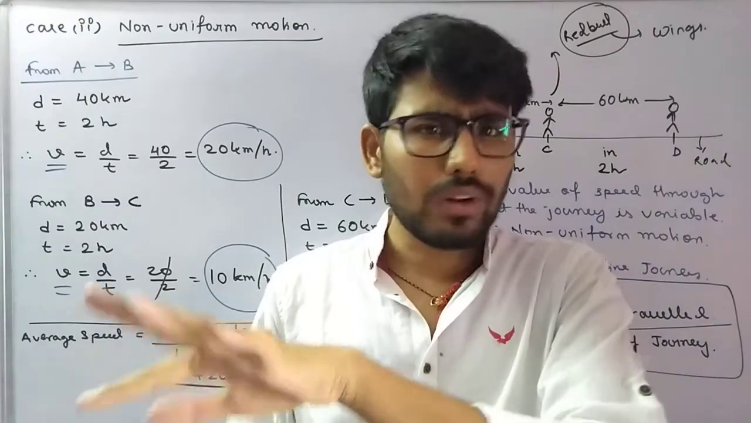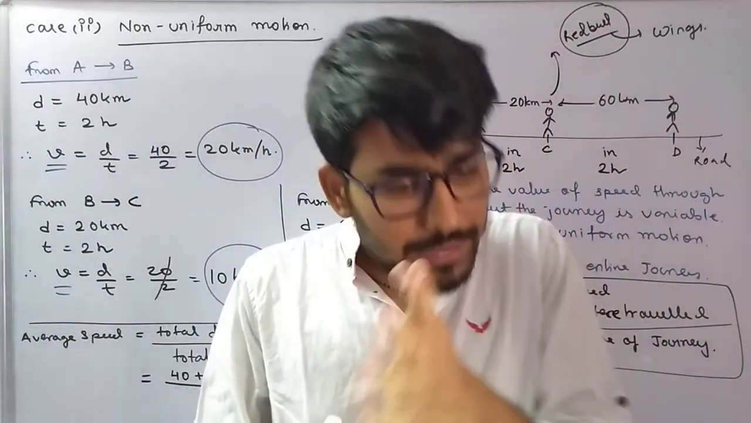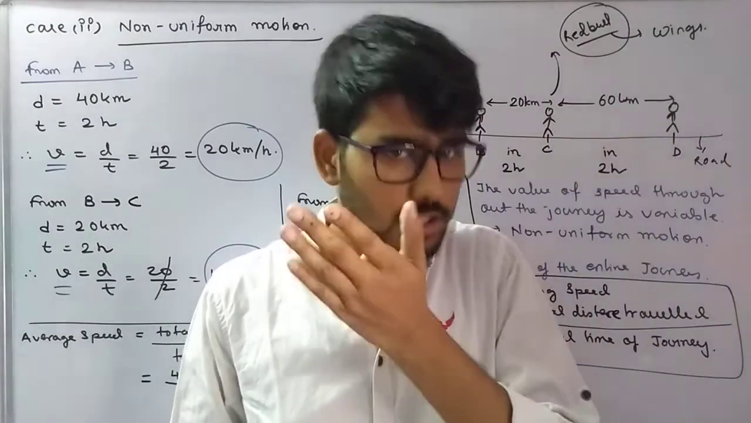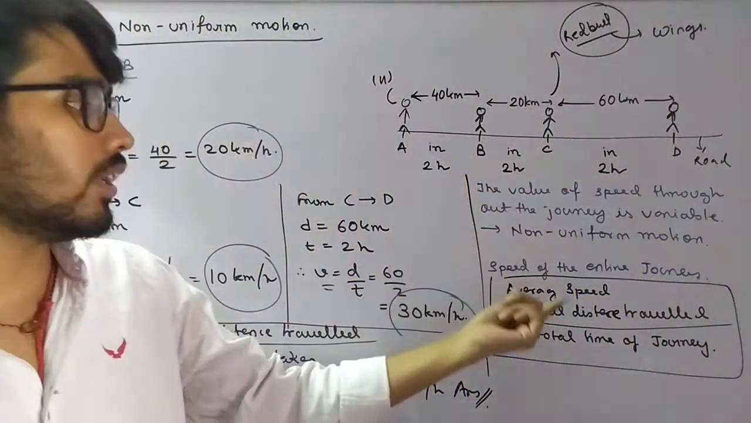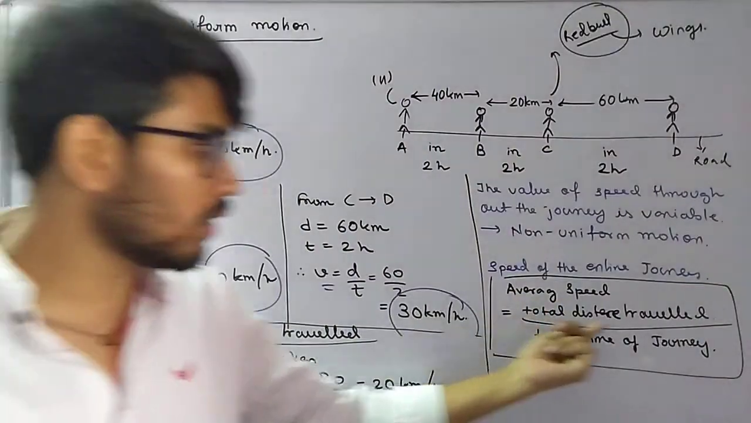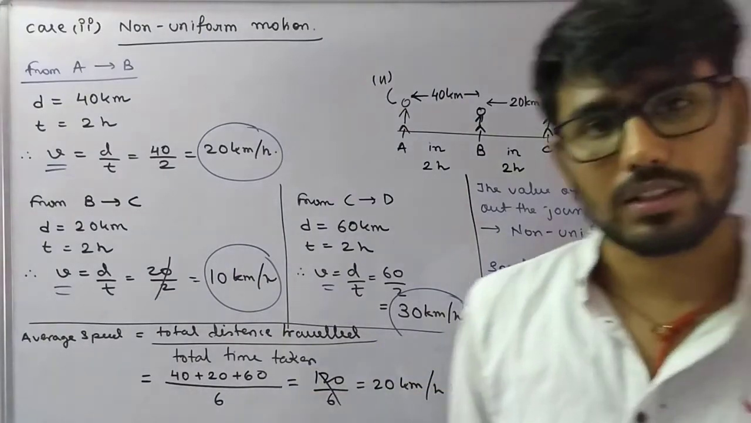We don't need to calculate average speed over there. But in the case of non-uniform motion, the speed changes with time. Speed is different for different parts of the journey. So we introduce a new quantity called average speed, which is defined as total distance traveled by total time. This is how we calculate. I hope it's clear.